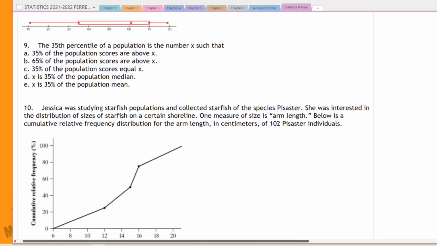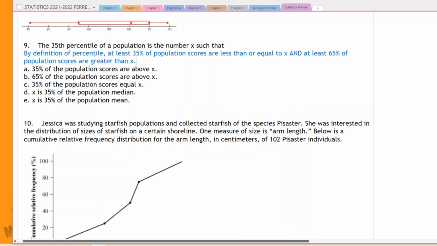The 35th percentile of a population is a number x such that 35% of all the data is less than or equal to x, and also 65% are greater than or equal to x. So by definition of percentile, at least 35% of the population scores are less than or equal to x, and at least 65% of population scores are greater than x. So if both of those statements are true, then you have the correct value of the percentile.